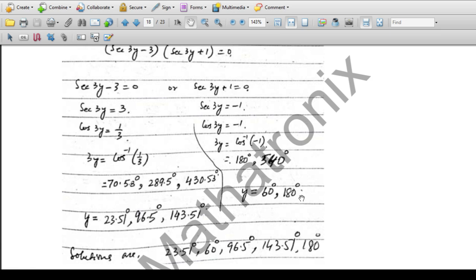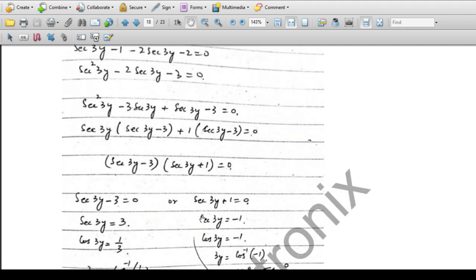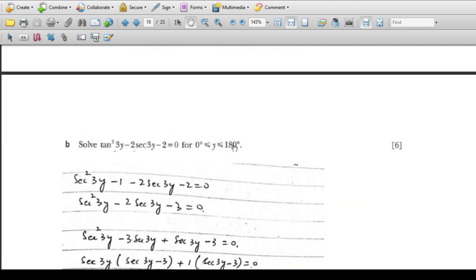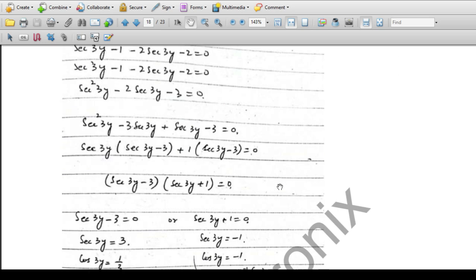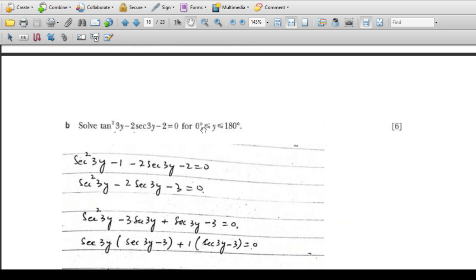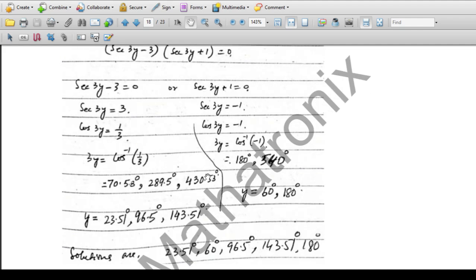So we have obtained these values for 3y. These are the values where the range is this, and y is obtained by dividing by 3. After dividing, the value of y is 143.15, that is within 0 to 180 degrees. So we take 3y up to 3 times 180 degrees. That's why we have taken this solution.